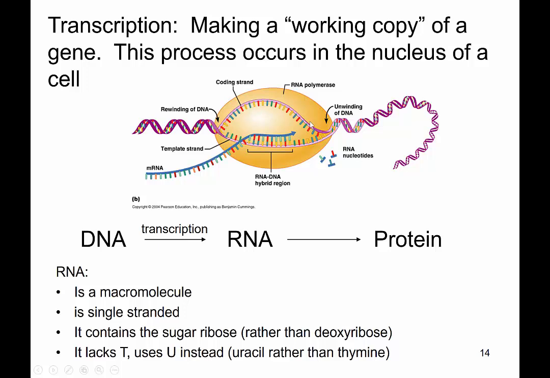Shown here, the DNA unwinds enough where an enzyme called the RNA polymerase can link together nucleotides to make a copy. And again, instead of using deoxyribose, it uses ribose. And instead of using thymine, it uses uracil. So we've made a transcript. We made a copy of our DNA. The code has changed a little bit. It's single-stranded, uses uracil, and the sugar is a little different.